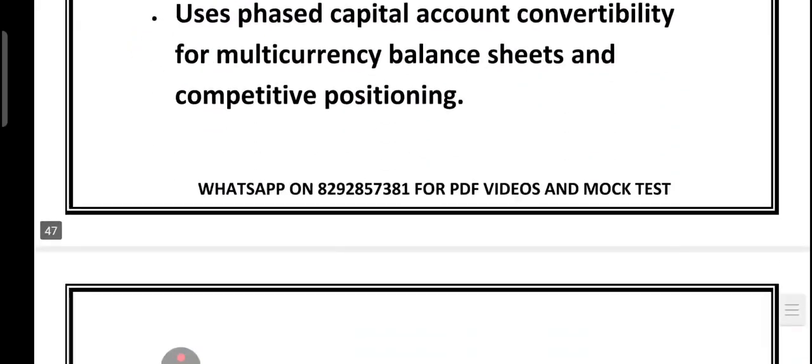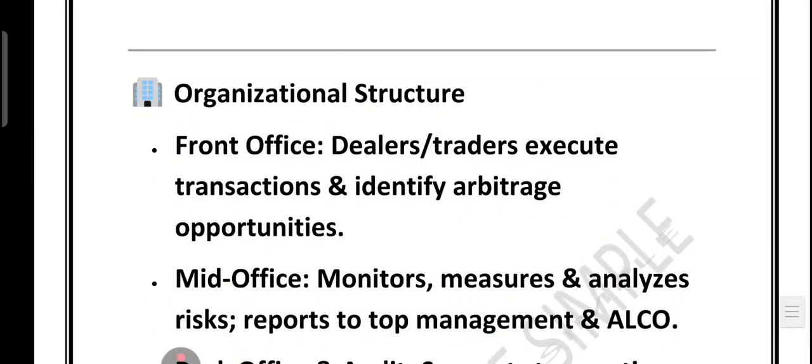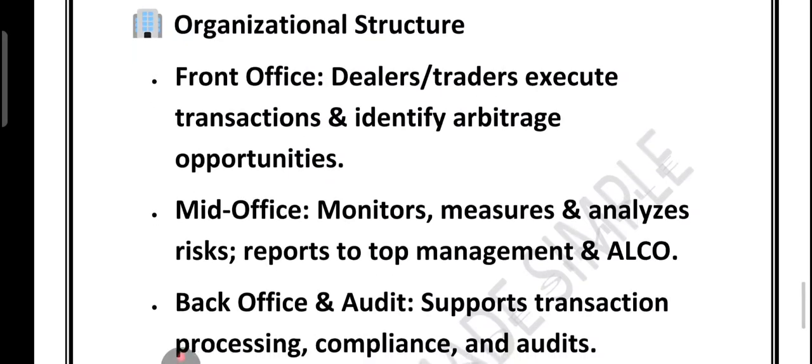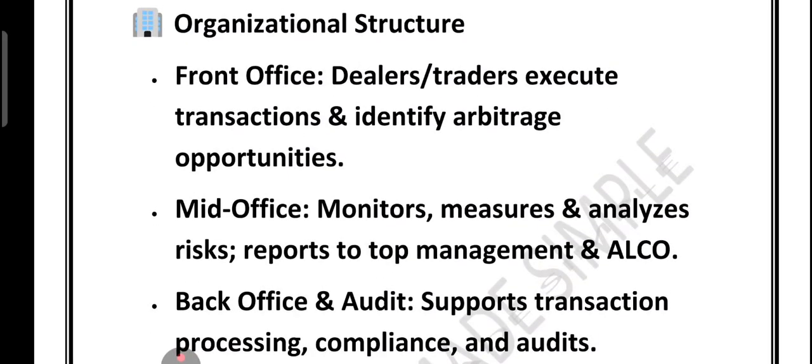If we talk about the organization structure, these are the three offices: front office, mid office and back office. So front office, what happens? Dealers and traders execute transactions and spot arbitrage opportunities. Mid office monitors, analyzes and reports risk to the top management. And back office supports transaction processing, ensures compliance, and conducts audit. Front: dealers and traders. Mid: monitor, analyze and report risk to the top management. And back office supports transaction processing. So remember, these are very, very important things.